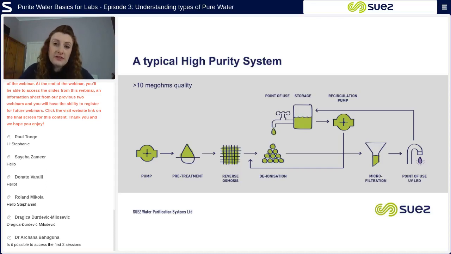There's a microfilter component, and this is 0.1 microns to remove bacteria and any other particulates. And then a point of use UV LED, which is bactericidal. And then water is dispensed at greater than 10 megohms resistivity.